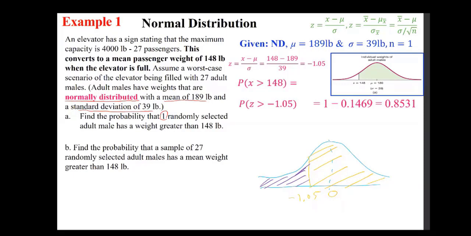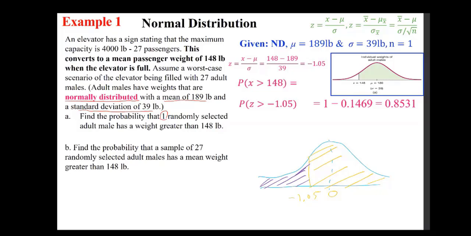So if you pick one person, what is the probability that his weight is larger than 148 pounds? It's about 85%, 85.31%. That's huge. And the simple reason is because the average is no longer the way it was, 140. When we look at part B, we want to find the probability that a sample of 27.